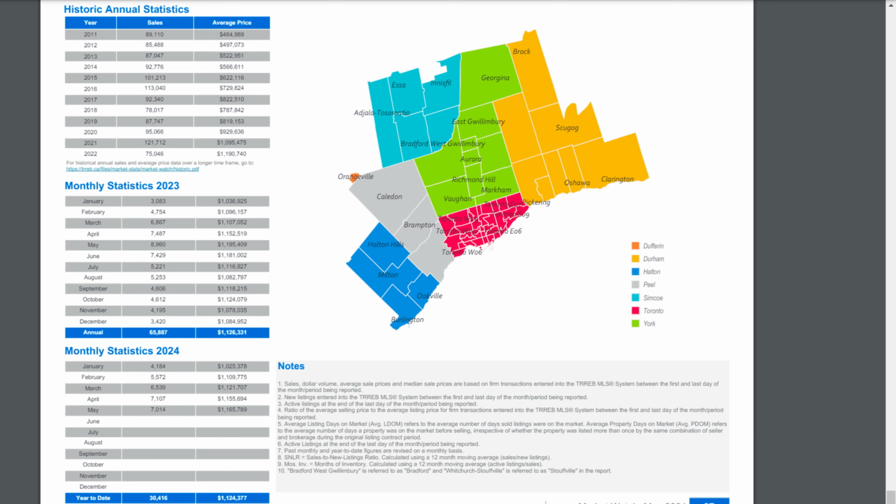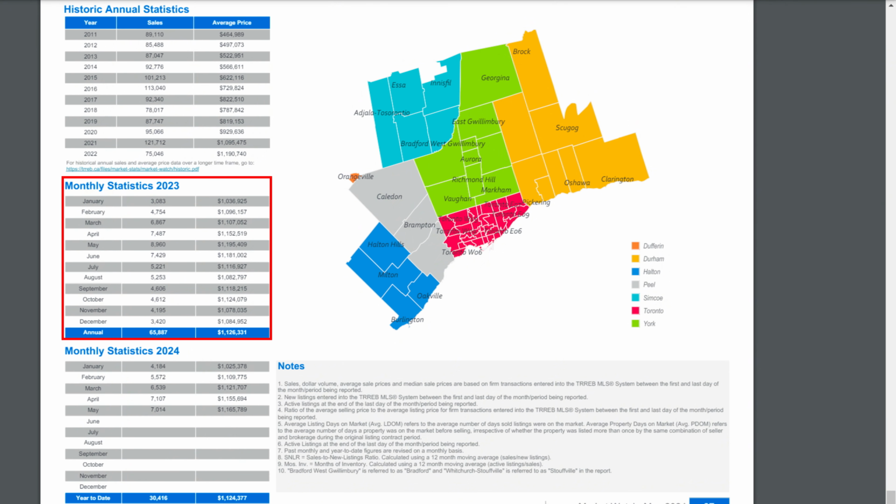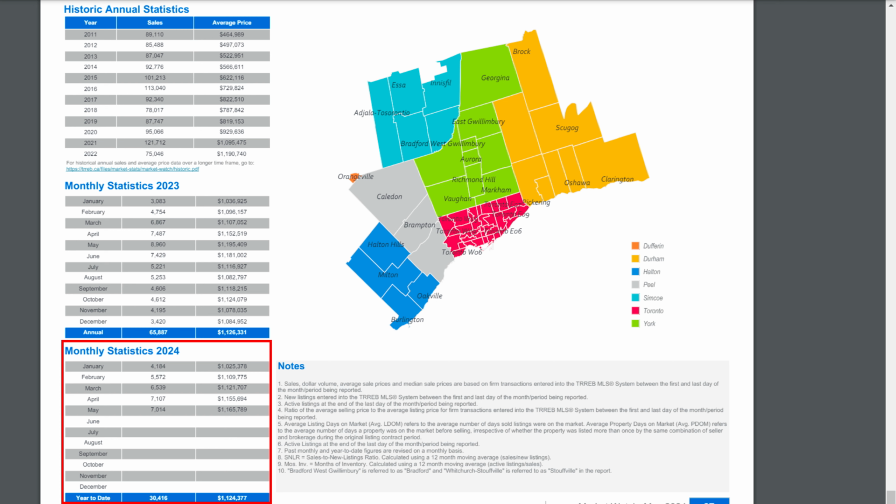And that brings us to the end of the report with some yearly stats. You can see that 2023 was the slowest year we've had since 2011, with just over 65,000 sales, and 2022 was the second worst with just over 75,000 sales. I predict that 2024 will be even worse, as historically the majority of sales happened during the first half of the year, and we're already at below 2023 numbers.